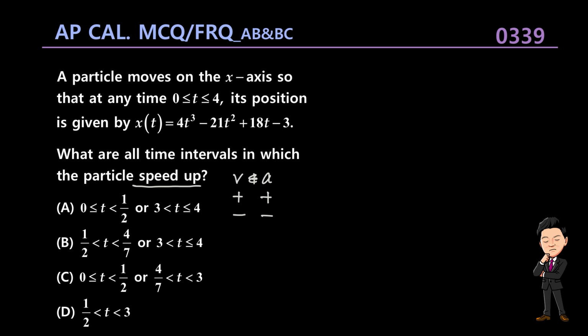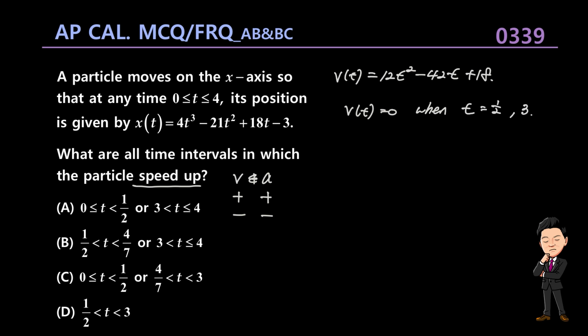Okay, we have a position function here. Let's find the velocity. Velocity was equal to 12t squared minus 42t plus 18. And we found the values of t where the velocity is equal to 0 in question 338, right? So velocity was equal to 0 when t is equal to 1/2 and 3.